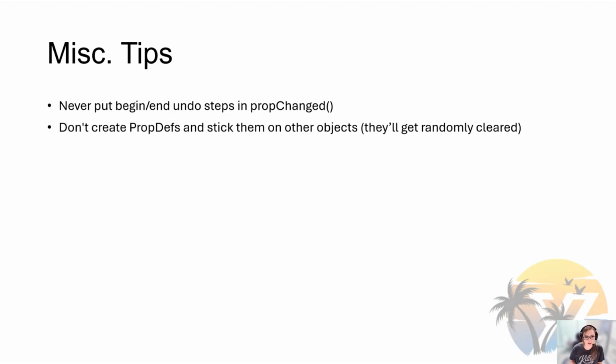Don't create PropDefs and stick them on other objects. Since there's no way to predict, yes, my PropDefs will get cleared out here and not here, and yes here and not here, you don't know every single system that is working at the same time. PropDefs are designed to be cleared out and recreated whenever. So if you make a PropDef and stick it on something else and you expect it to be around, it'll get cleared out and you won't know when you need to put it back on. So just avoid that entirely.